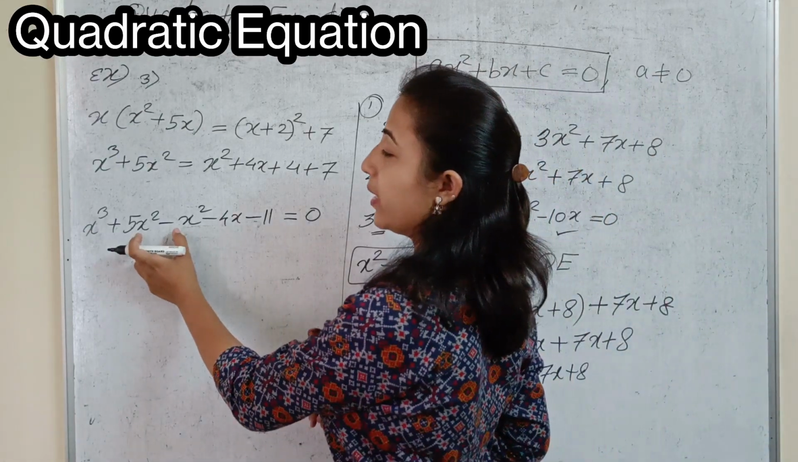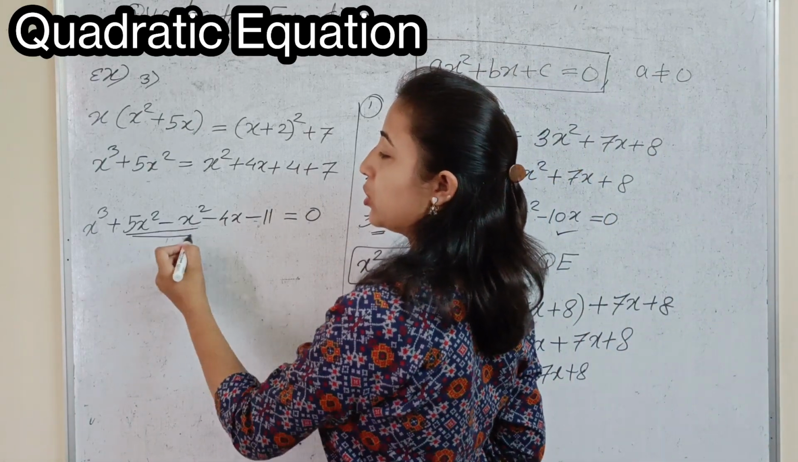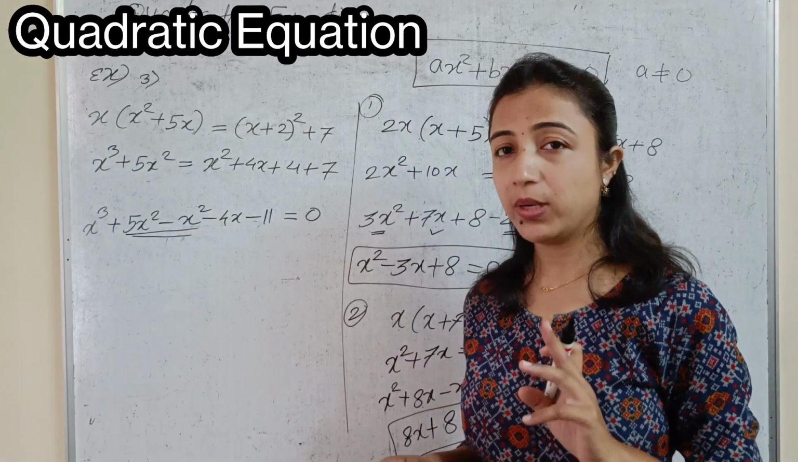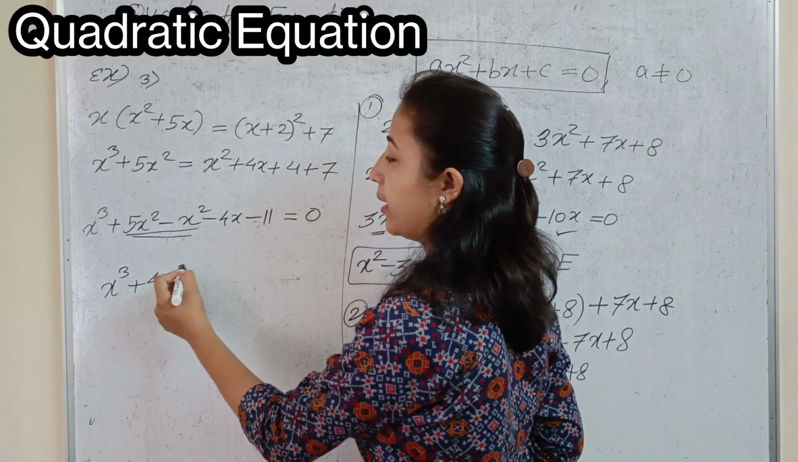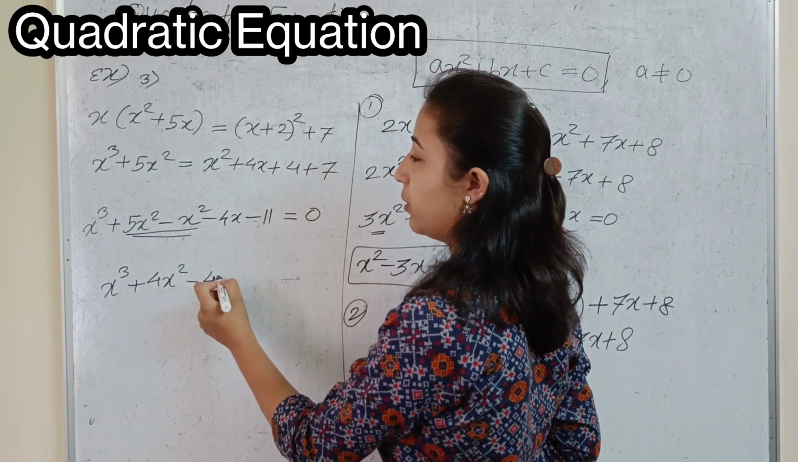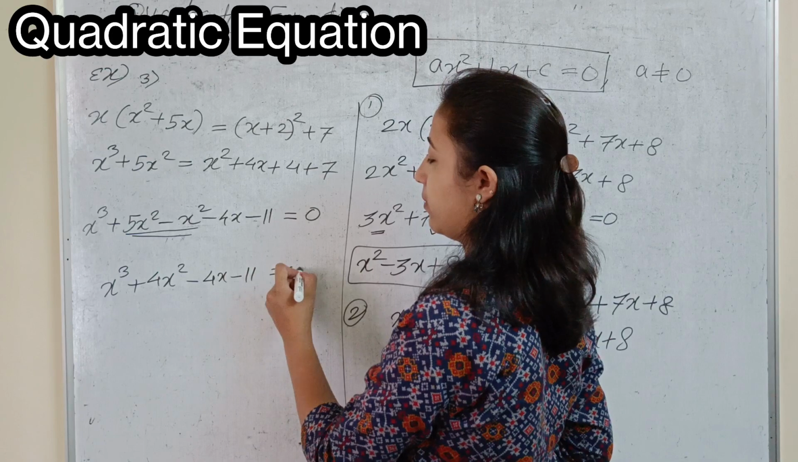Now here, the x square terms are the two like terms. So simplify this term. 5 minus 1 is 4. So here x cube plus 4x square, then here minus 4x minus 11 equals 0.